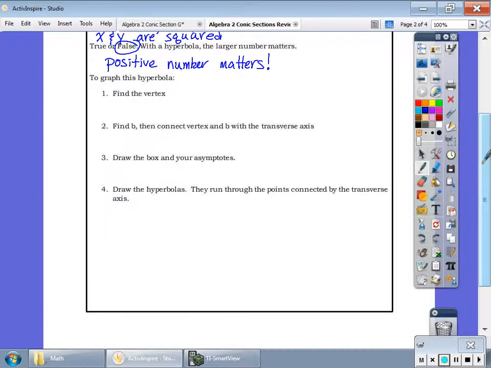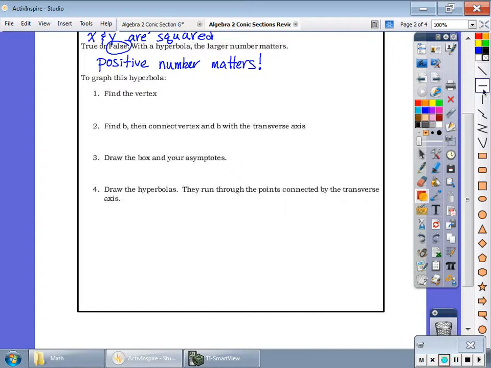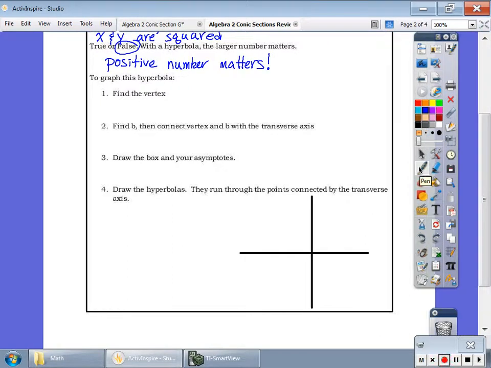To graph this hyperbola, here's what we're going to do. First of all, we're going to put some axes on our paper because we're good mathematicians. Find the vertex, ladies and gentlemen. I'm going to write this equation right here. It was x squared over 16 minus y squared over 25, and I believe that equals 1, if I'm not much mistaken, which I'm not.